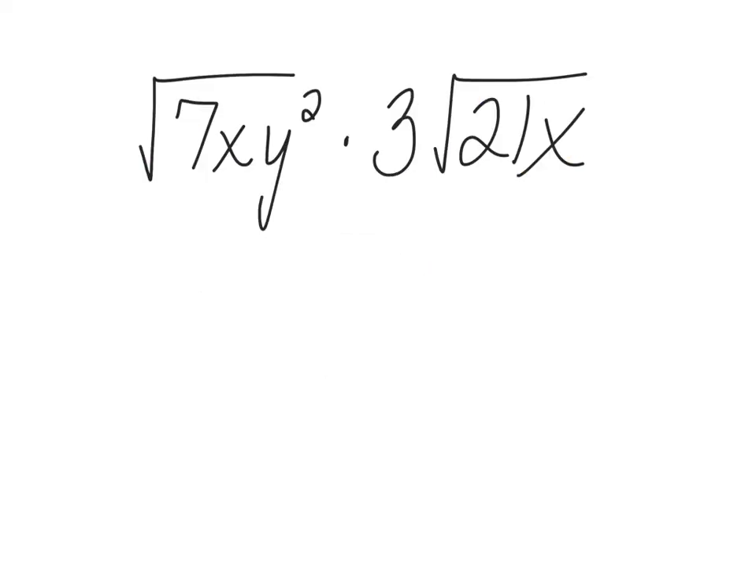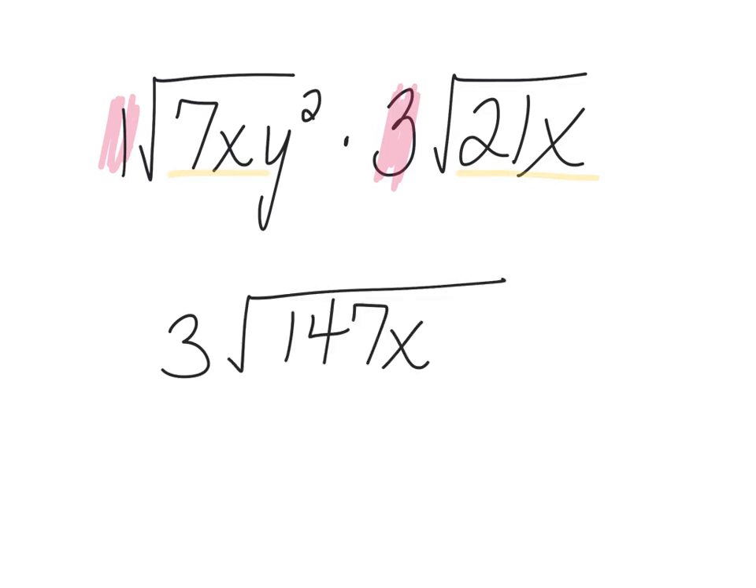So again, in this practice problem, I'm going to multiply coefficients together. So again, it would be 1 times 3, which is 3, and then I'm going to multiply my radicands together, which would be 147x to the 2nd, y to the 2nd. So I'm just going to break down this radicand.